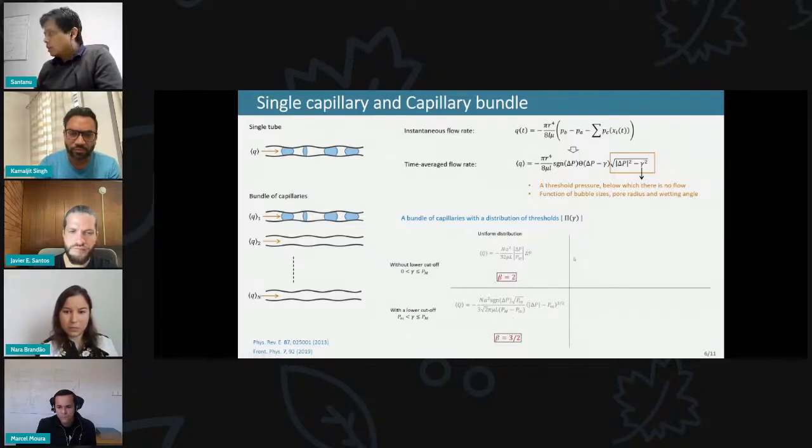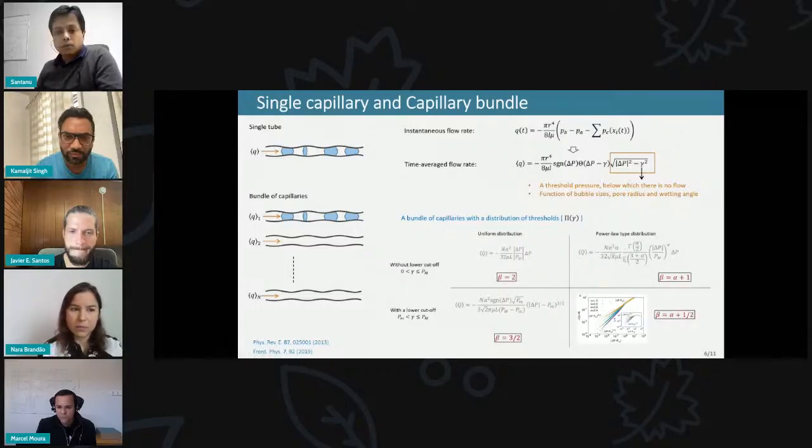And also we can go for a power law type distribution. And we have beta equals alpha plus 1, where alpha is the exponent related to this power law. And if we put alpha equals 1 here, we get back the uniform distribution result without a lower cutoff. And if we put a lower cutoff in this power law distribution, then we cannot do an analytical calculation. We have a numerical calculation, and we get beta equals alpha plus 2. Here also, if we put alpha equals 1, we get back this 3/2.